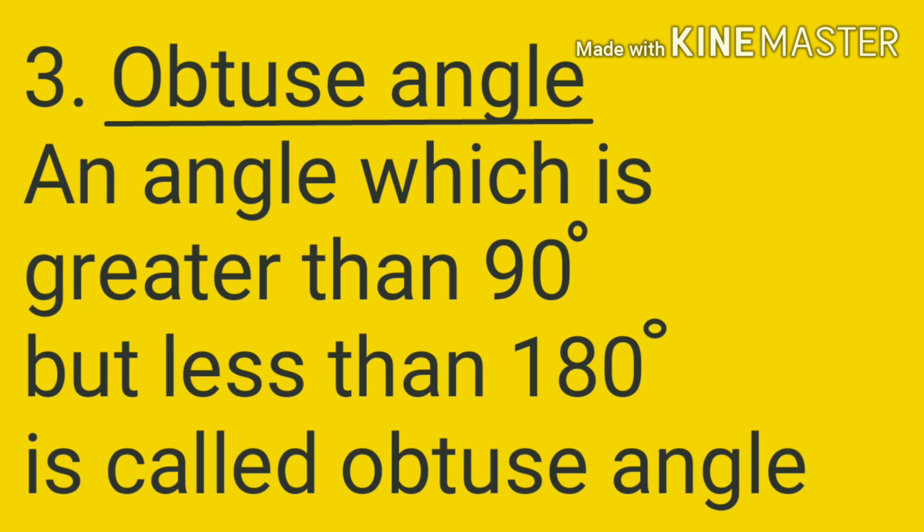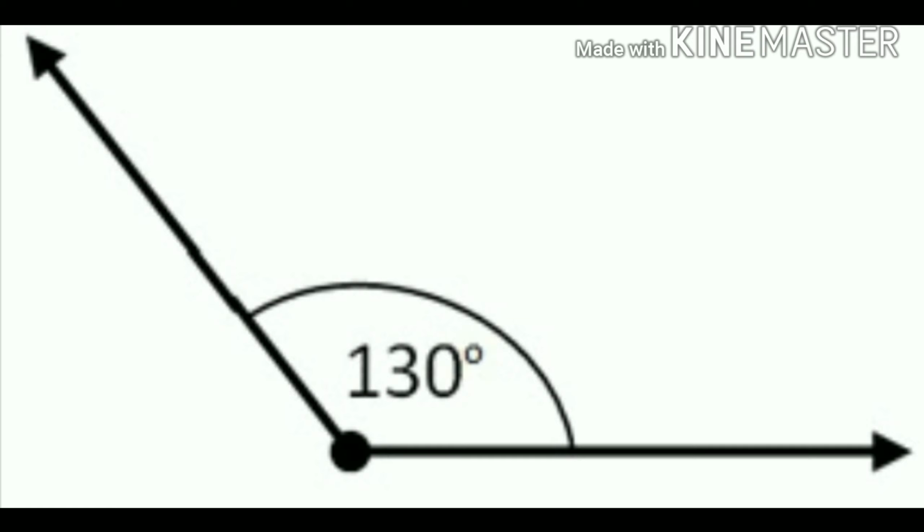Third one is obtuse angle. An angle which is greater than 90 degree but less than 180 degree is called obtuse angle. Example, this is 130 degree angle. 130 means angle which is greater than 90 degree and less than 180 degree. So this is called obtuse angle.